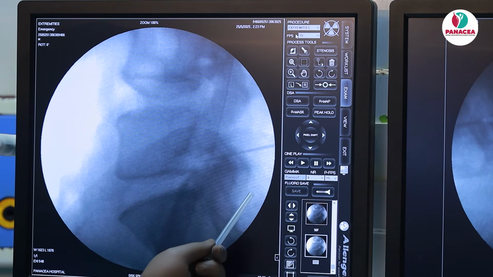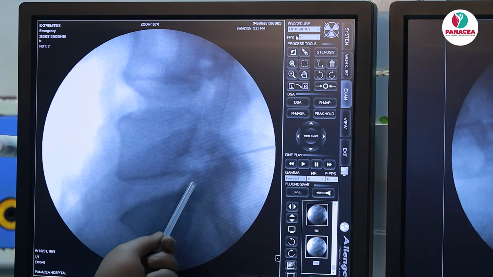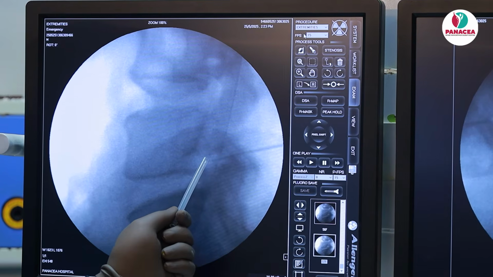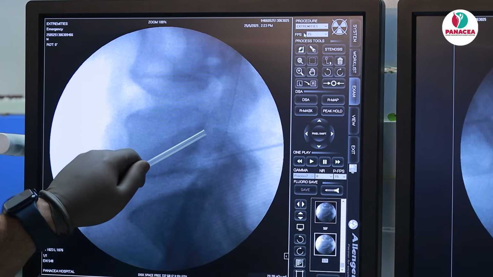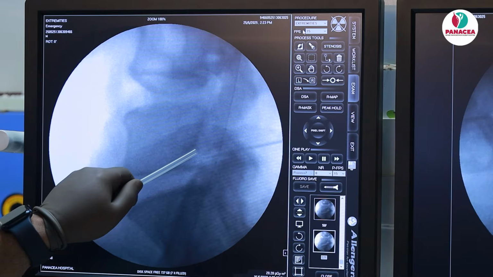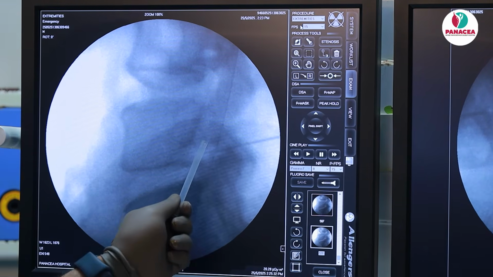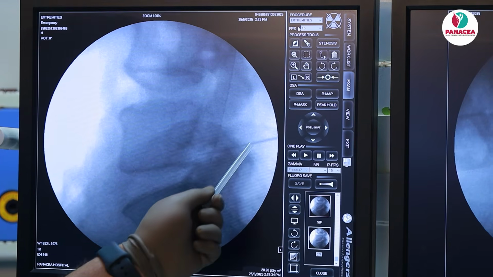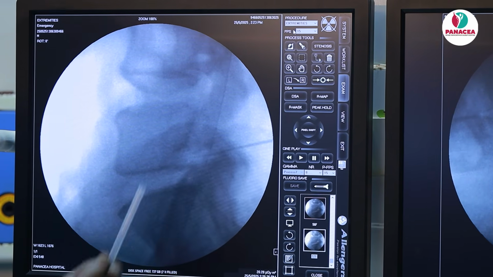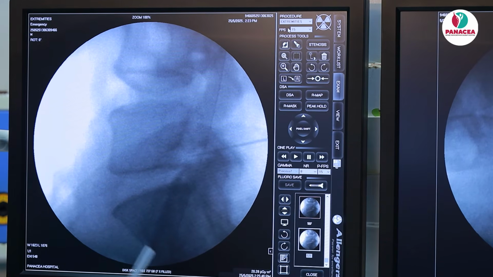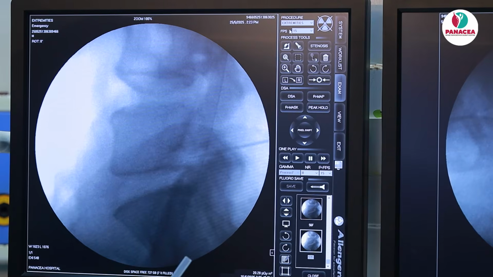You try to go through Kambin's approach, your needle will be somewhere here, but since this is placed in upper part of foramen, it is subpedicular approach, and your exiting nerve root will be going like this, and your traversing nerve root will be going like this, and exactly you are in the foramen. Now we will give contrast dye, which is diluted in 30:70 ratio, wherein 30 is the dye, 70 is the normal saline.